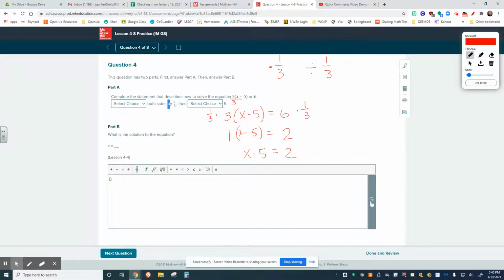Part B, get the answer right in here. Do not include the x, just put whatever your number is going to be right there. Okay, click in the box and put in your number.